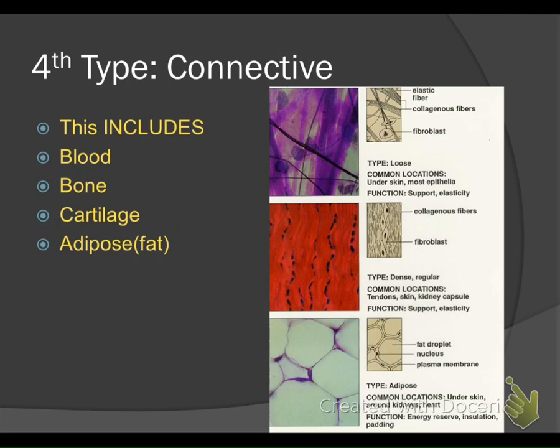All right, the fourth type, because I see you guys are so entertained. The fourth and last type are connective tissues. Connective tissues are blood, bone, cartilage, and adipose, which is fat. That's the fourth type of tissue.